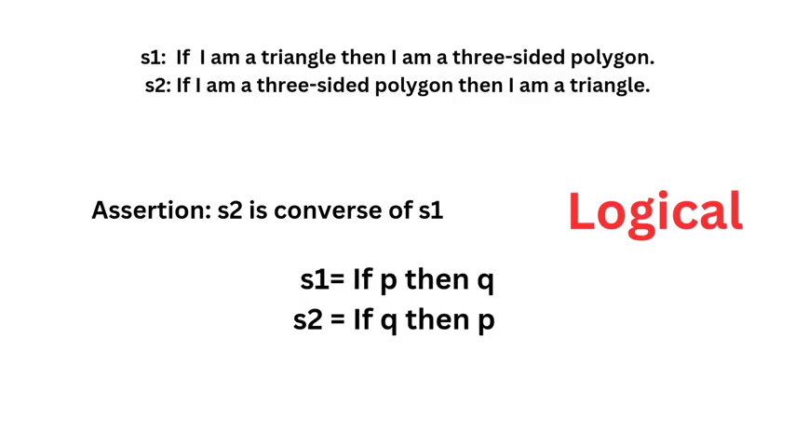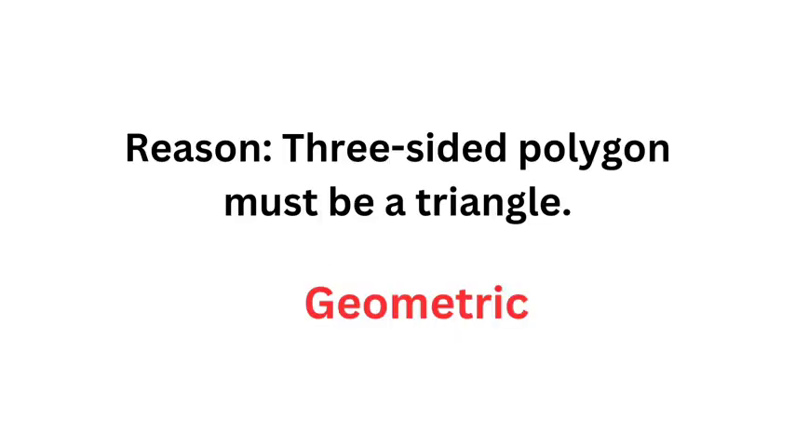In the assertion, we were dealing with logical statements. S2 is a converse of S1. So S1 is a logical statement, and S2 is also a logical statement. These both are logical statements, propositional logic. Whereas in the reason, we are dealing with a geometric statement, that is, a three-sided polygon must be a triangle. This we know from geometry, which is why it is a geometric statement.